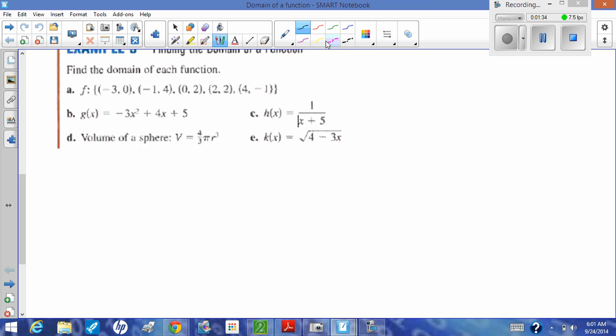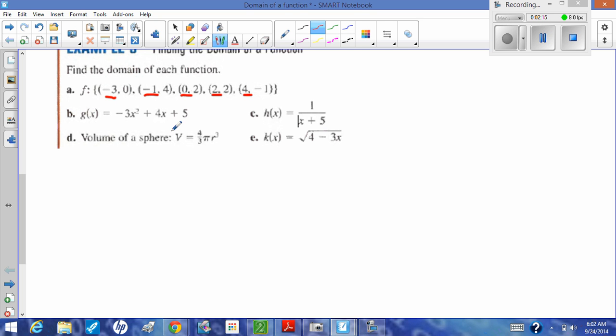Okay, so here's our example. We're going to start with a, and a is just a relation here. We have the points (-3, 0), (-1, 4), (0, 2), (2, 2), (4, -1). So we're looking for the independent variable, or in our case, x. In this case, our x values are -3, -1, 0, 2, and 4. So the domain of this function is just the set of numbers -3, -1, 0, 2, and 4. A domain is easy to find when you're given a finite set like this. You're just pointing at the x's.